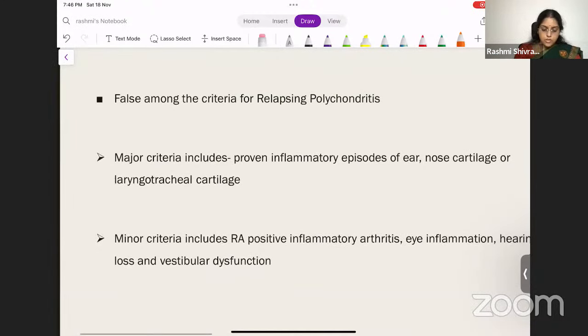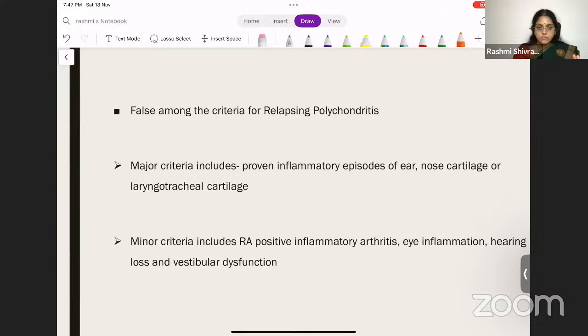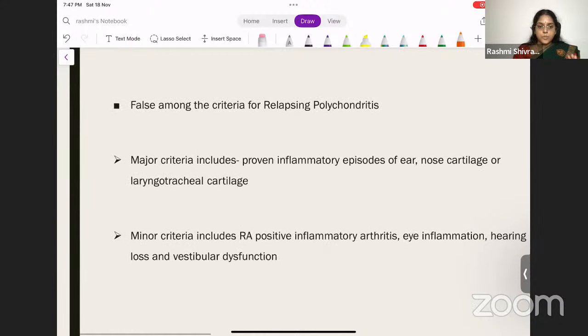Okay. So, among the criteria for relapsing polychondritis, among the two options, which is the false criteria? Major criteria includes proven inflammatory episodes of ear, nose cartilage, or laryngotracheal cartilage. Minor criteria includes RA positive inflammatory arthritis, eye inflammation, hearing loss, or vestibular dysfunction. What is the correct option among this? I mean, which is false among this criteria for relapsing polychondritis?